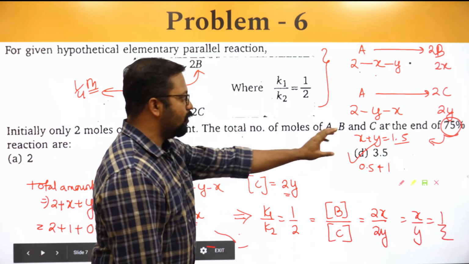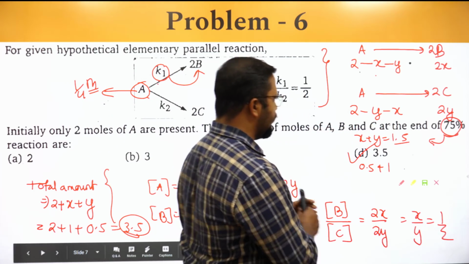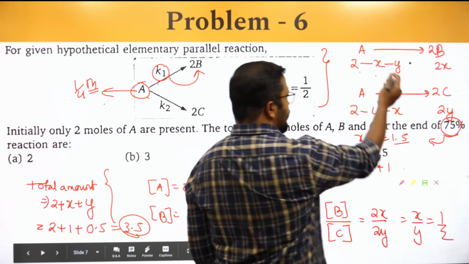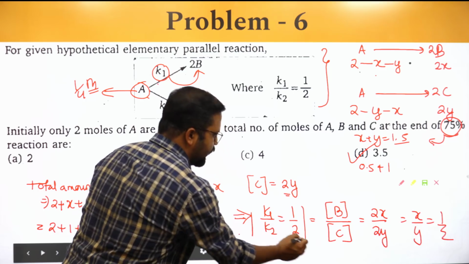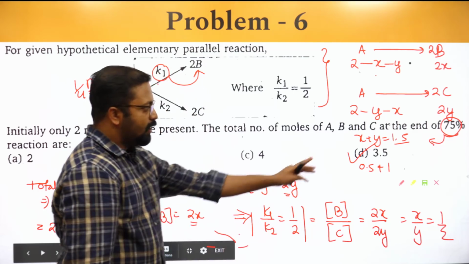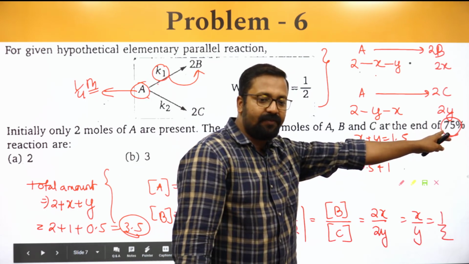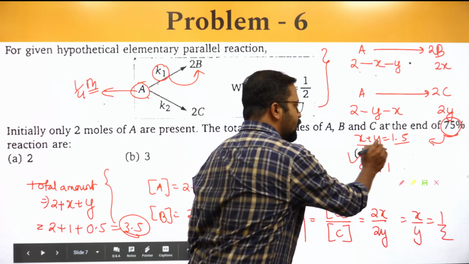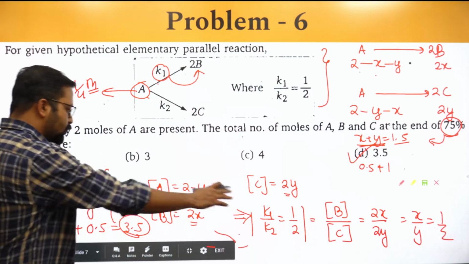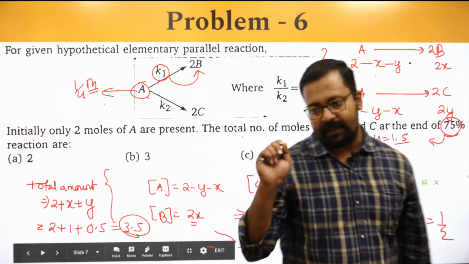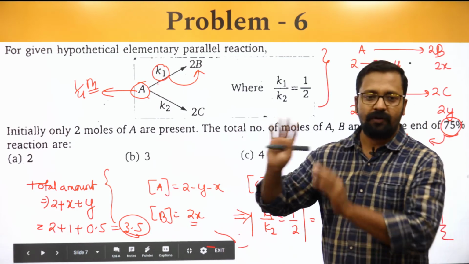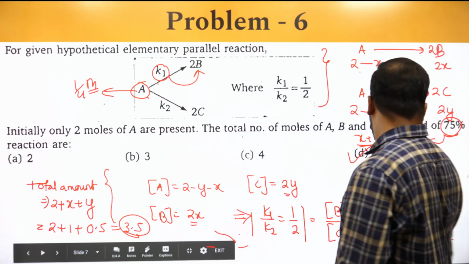I am taking the amount of B and C, calculating it separately, calculating the amount of A separately, using the relation of K1 and K2 to get the ratio of B and C, using the information that 75% of the reaction has taken place to get X plus Y, and incorporating it in the whole equation so as to get the value of 2 plus X plus Y, which is the total amount of substance. Okay?